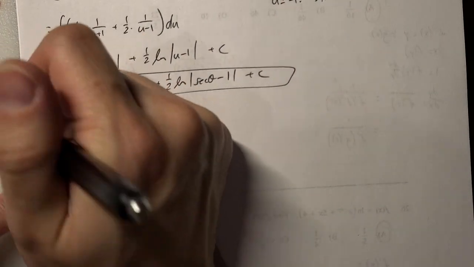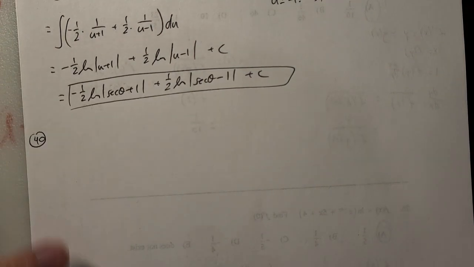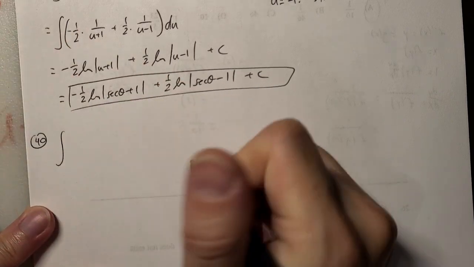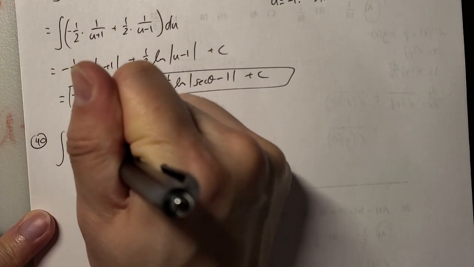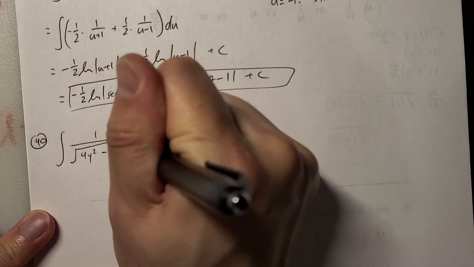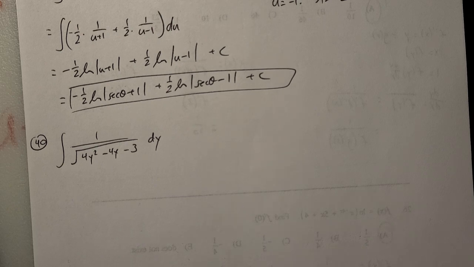Okay, and let's do another one. This will probably be the last one, and then I'll call it parts. Okay, integral 1 over square root of 4y squared minus 4y minus 3 dy. So how can we solve this one?